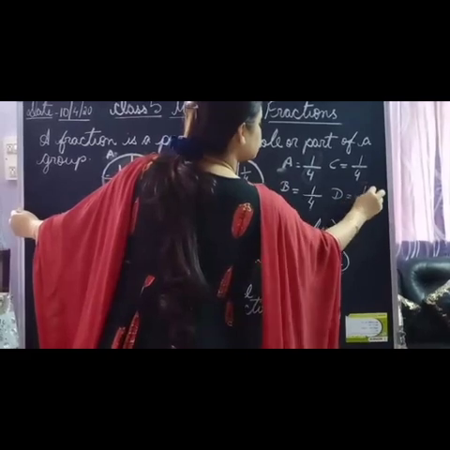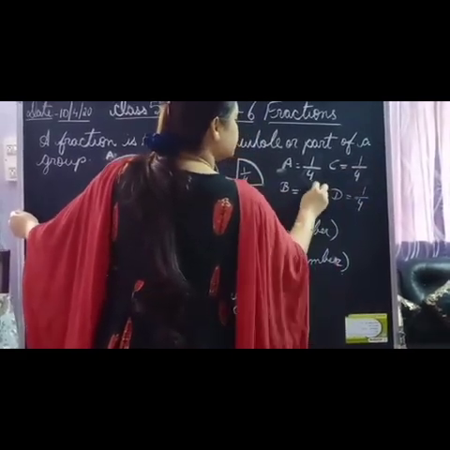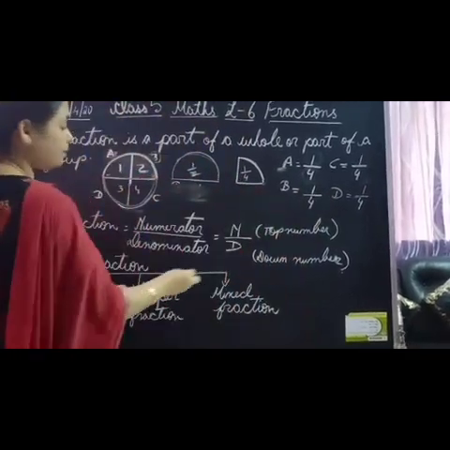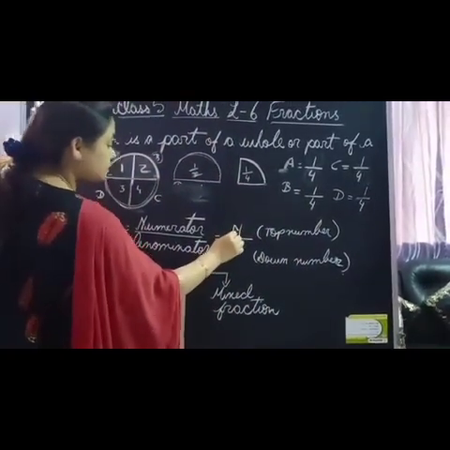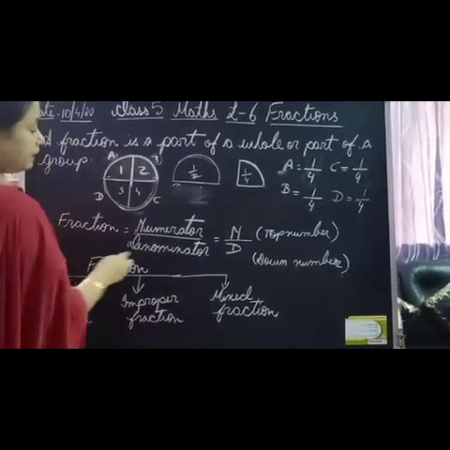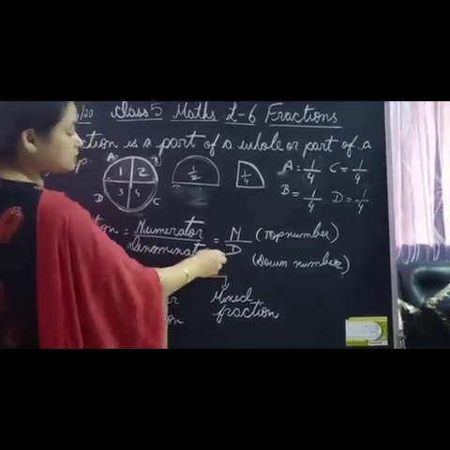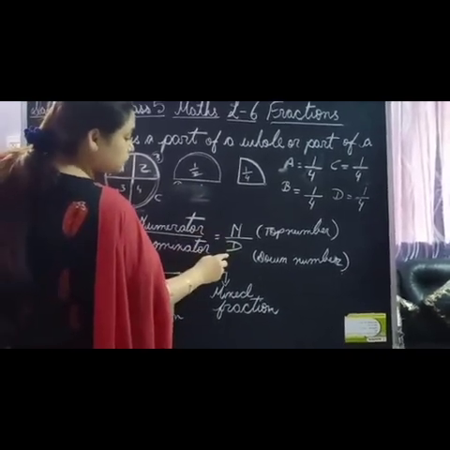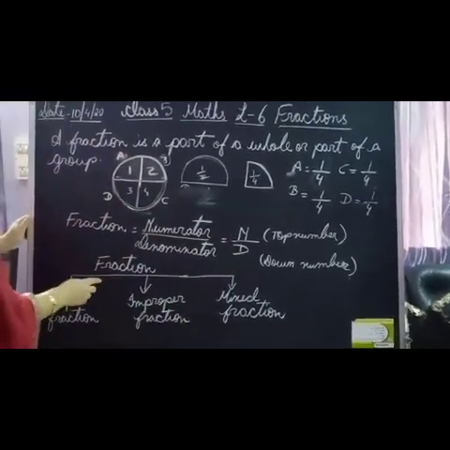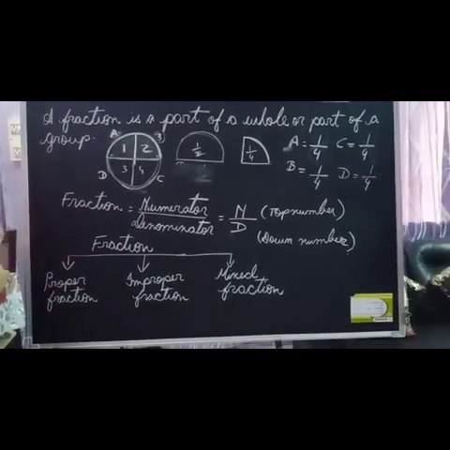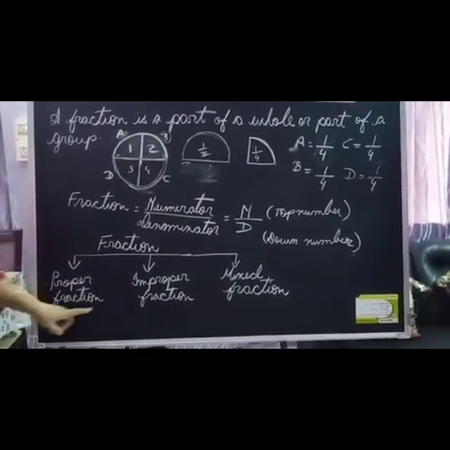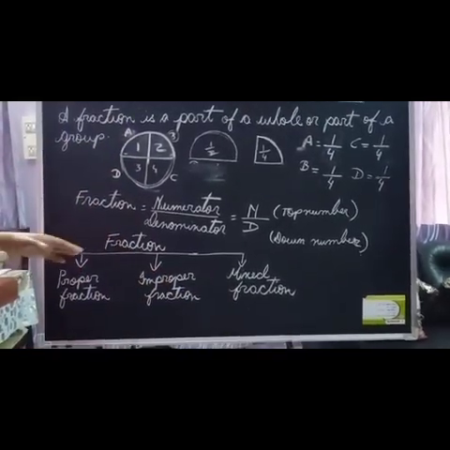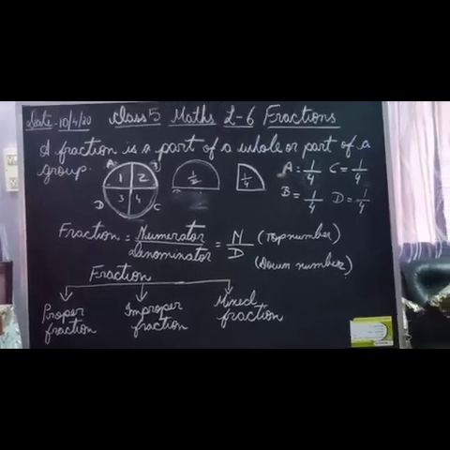This numerator means how much part did they eat? How much part of the pizza did they eat? So the numerator is represented with capital letter N and the denominator is represented as D. N is always written on the top and D is always written down. Now there are 3 main types of fractions: proper fraction, improper fraction and mixed fraction. Now we will explain this in the next video.